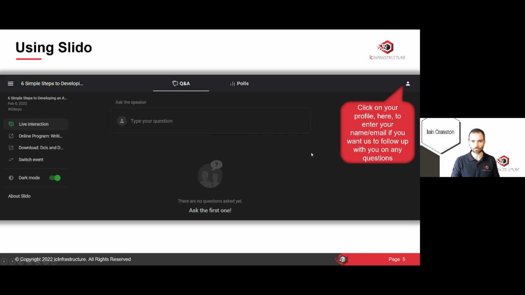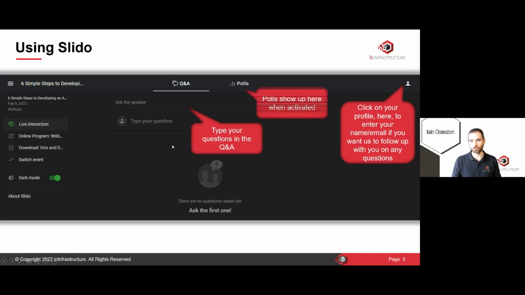The Q&A field is where you can start typing in your questions. You can put questions in throughout the session and we'll answer them at the end. We've got time for some open Q&A then. There's also polls. As I mentioned, there's going to be a few points for polls during the session. They'll get activated in that polls menu there. And on the left side here, there's some links for other information, some downloads that we reference and some other links that we'll talk about during the session.